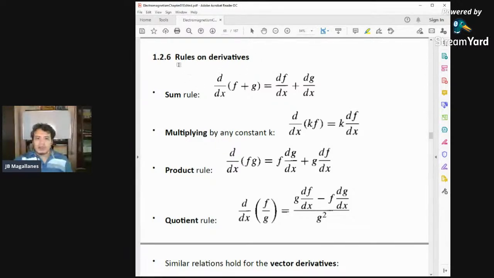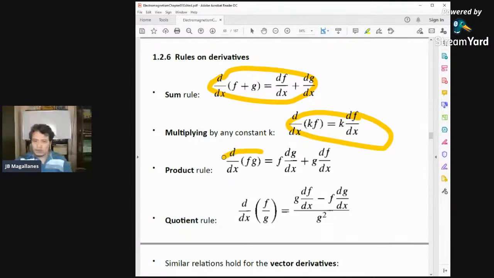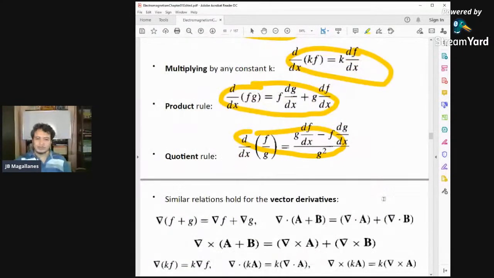And then we have the rules on derivatives. You know all about this. The sum rule, you know that multiplying by a constant, you can take the constant out of the derivative. And then the product rule: you take f first out of the derivative, and then you sum this with the derivative of f times g. You know these rules. And also for the quotient, you know that rule.